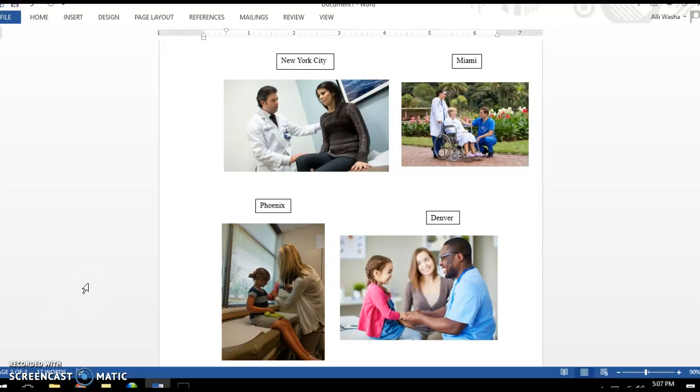In the Phoenix picture, we cannot see the doctor's face, but we can see that the little girl is calm and that she is receiving extraordinary treatment. I really like the Denver picture as well because the little girl and the doctor both have smiles on their faces and make it look like she is getting the best treatment around.